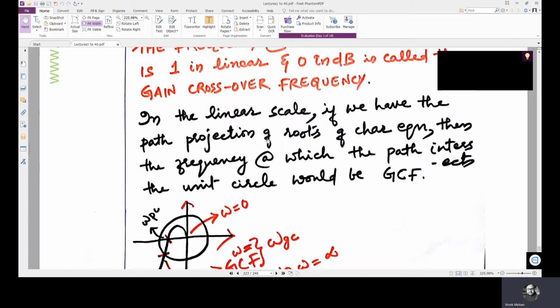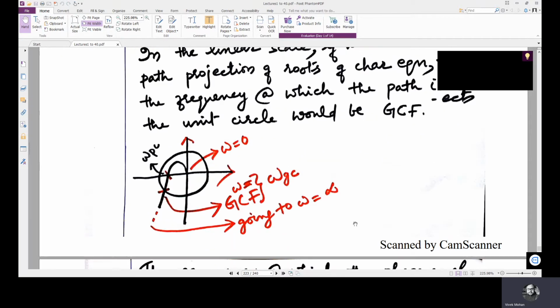In the polar plot, which is the path projection of roots of the characteristic equation, the frequency at which the path intersects the unit circle would be the gain crossover frequency. You see the polar plot here. We draw this from omega equals 0 to omega equals infinity. At some point, it intersects the unit circle. That means the magnitude is 1 at this point, right? The corresponding frequency is known as the gain crossover frequency.